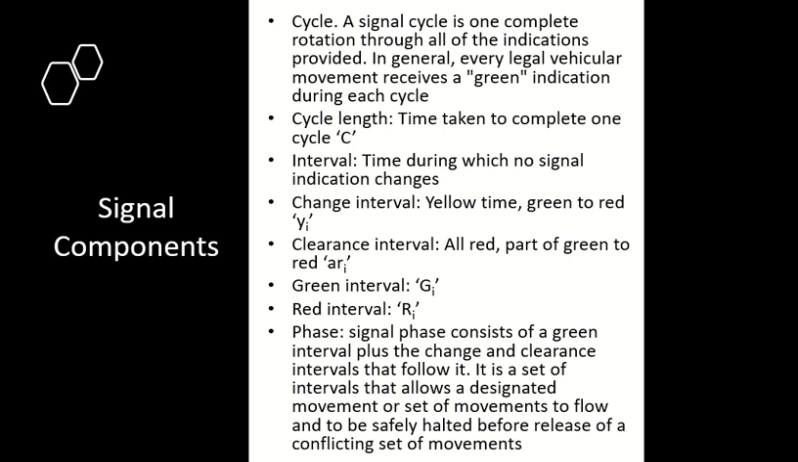Phase is the total time available for a movement. So it includes three intervals: green, yellow, and all red. So when we say this is phase number 1 and this is for the eastbound direction, that means in this phase the eastbound direction will start with green, then it will go to yellow, and then it will have all red. When the all red finishes, the phase of eastbound finishes.